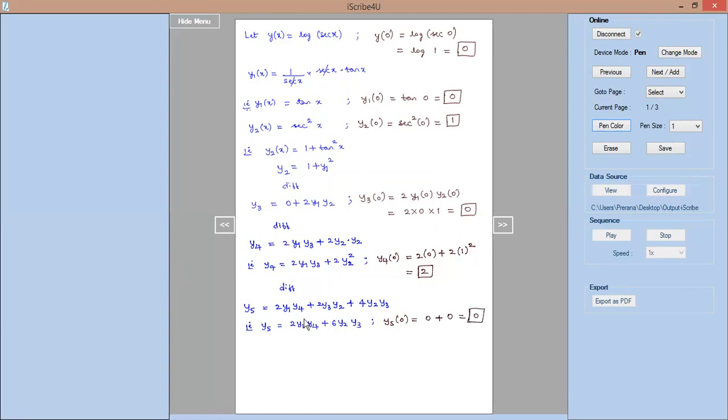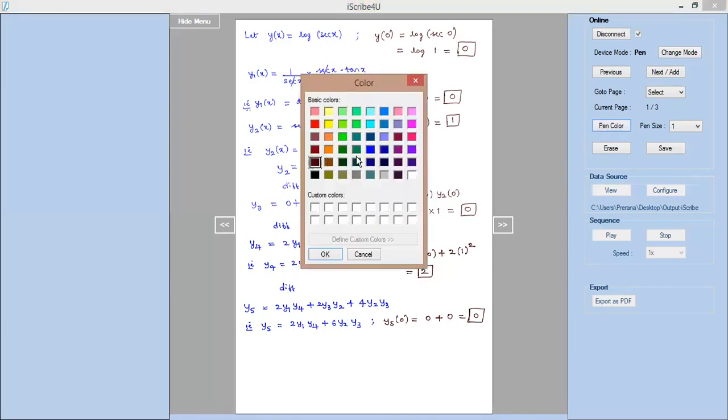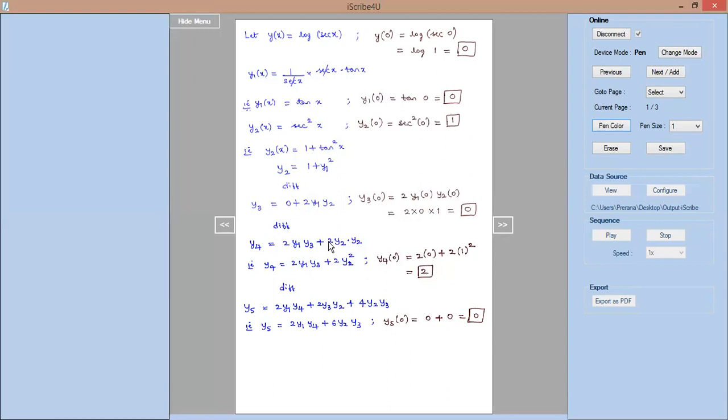Right? So we have y1 of 0 to substitute, and y1 of 0 is 0. So that is why the first term will be 0. In the second term, we observe we have y2 into y3. y3 of 0 is nothing but 0. That is why this is also 0. So 0 plus 0 gives us 0 as the result. So y5 of 0 is 0. Still we have not got 3 non-vanishing terms. So we proceed further to find out the next differentiation.